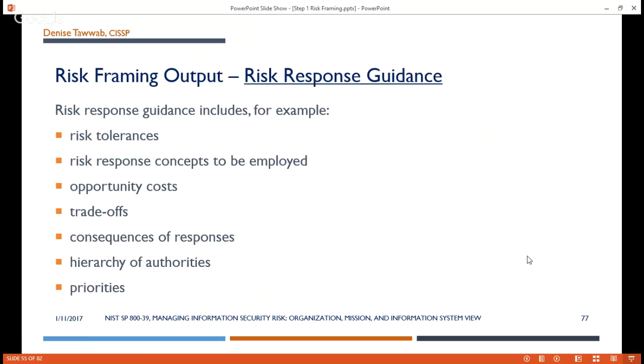Now, for your risk response guidance, which tells how you're going to handle the different threats, that guidance will include, for example, your risk tolerances, the risk response concepts to be used, opportunity cost, trade offs, consequences of different responses, a hierarchy of authorities, who's in charge of what and how does stuff get escalated, and your priorities.